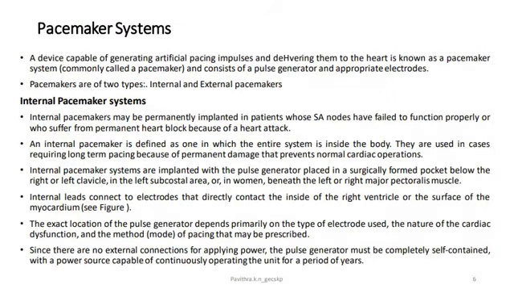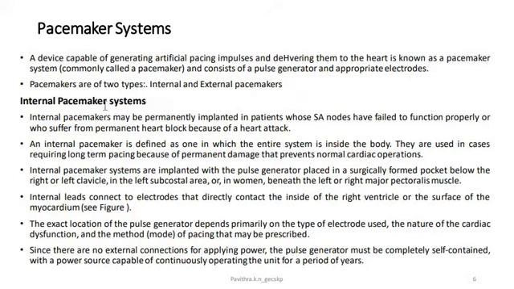Okay, so let us move on to pacemaker systems. There are two types of pacemakers, as we classify them: internal and external pacemakers. A device capable of generating artificial pacing impulses and delivering them to the heart is known as a pacemaker system. It consists of a pulse generator, which is a must because the pacemaker acts as an artificial SA node. It will generate a pulse. So it consists of a pulse generator and appropriate electrodes. Electrodes are for delivering these pulses to the heart of a human being. So they are classified into external and internal pacemakers.